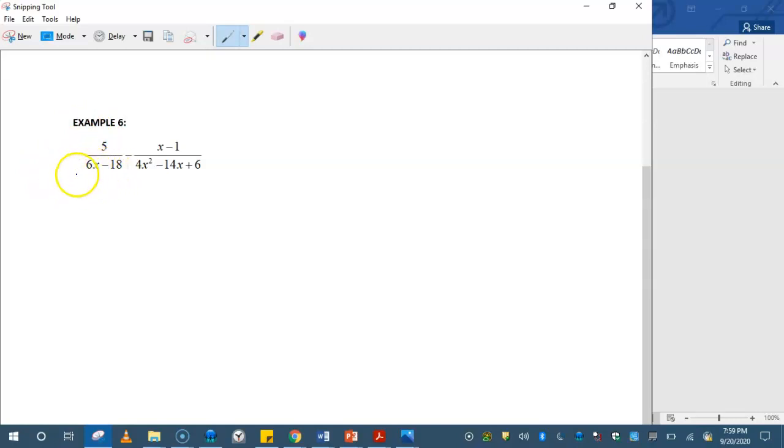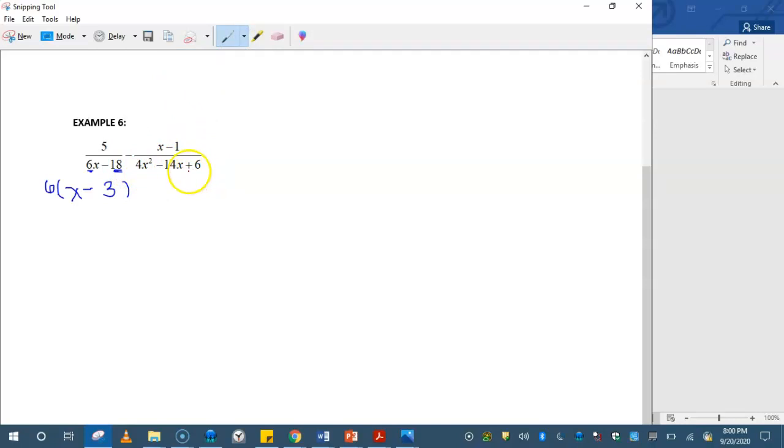So I'm looking at this denominator, I'm thinking GCF, right? I can factor out the 6 and the 18. They both have a common factor of 6. So I'm going to pull out a 6 in the denominator, and I would be left with x minus 3. All right. Now I'm going to factor the denominator of this second fraction.